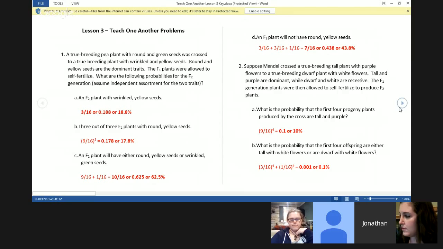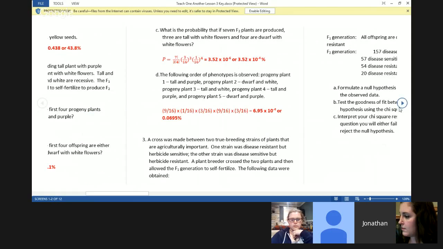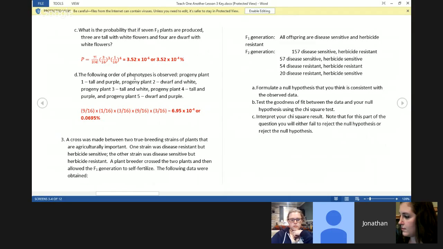So C. I got 3.52 times 10 to the negative 4%. Yeah, that's what I got. Negative 4%? If it's percent, it's -4, but if you don't do the percent, it would be -6. Oh, it's -6. Yeah, there you go. I don't like percents. I usually don't use them. Yeah, same.